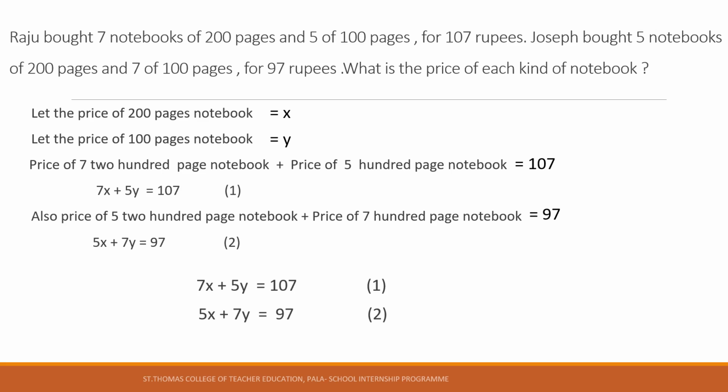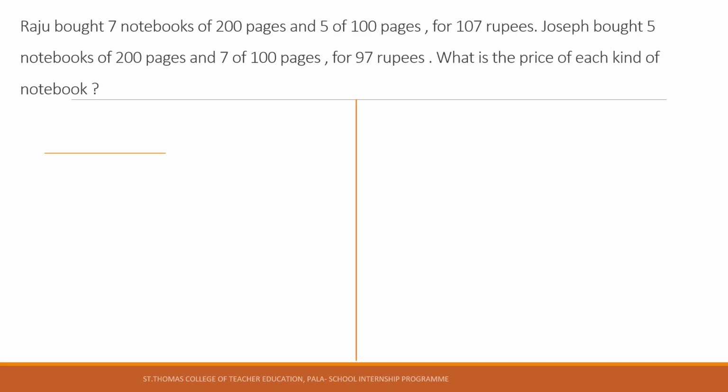One is 7x plus 5y equal to 107. And the next is 5x plus 7y equal to 97. And we call these equations 1 and 2. Okay. So we got 2 equations, as you can see. Now my question is, what are you going to do next? Here, what is the speciality of these equations? Yes. Here the coefficient of x is 7 and that is the coefficient of y in the second equation. Similarly, the coefficient of y in the first equation is the same as the coefficient of x in the second equation, isn't it?